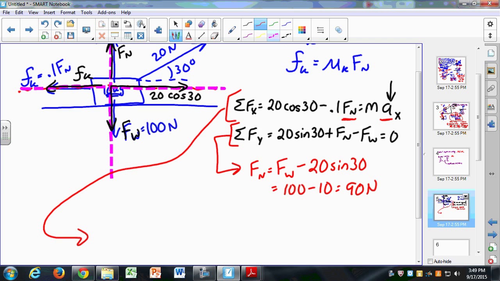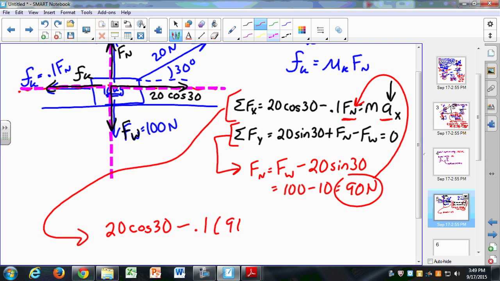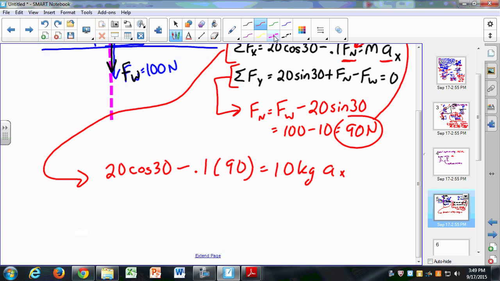Now I can plug that in here. I'm going to have 20 cosine 30 minus 0.1 times 90 equals m, that was 10 kilograms, times ax. And boom, I can solve that for ax. 0.1 times 90 is just 9. So over here I get 8.3 divided by 10 equals ax. It's 0.83.